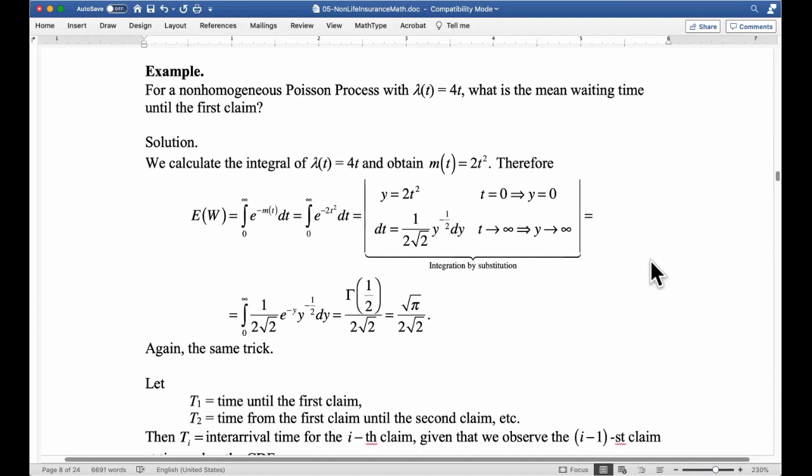And now we're kind of stuck. That's not an easy integral to calculate. So I, again, do a substitution. Y equals 2t squared. Therefore, y over 2 is equal to t squared. So t is equal to the square root of y over 2. The derivative of t with respect to y is 1 over 2 square roots of 2, y to the negative 1/2 dy. Not simple, but it works. So we have what we need.